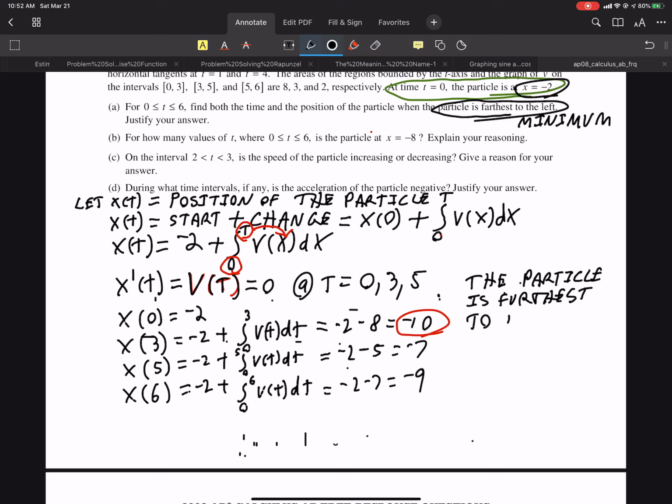The particle is furthest to the left at t equals 3, and the position is -10. All right, I think we answered both those questions. Now to go to part B.